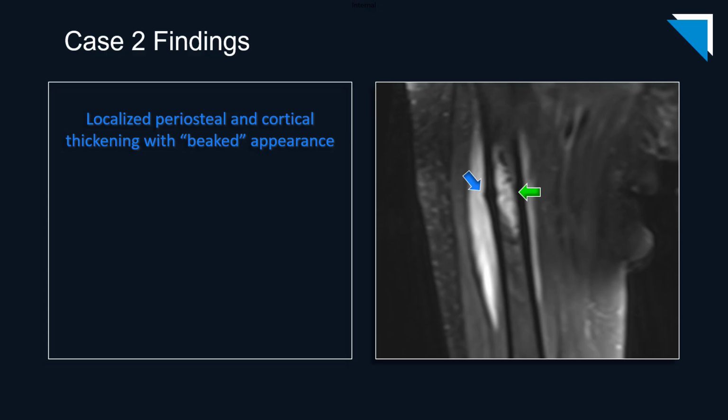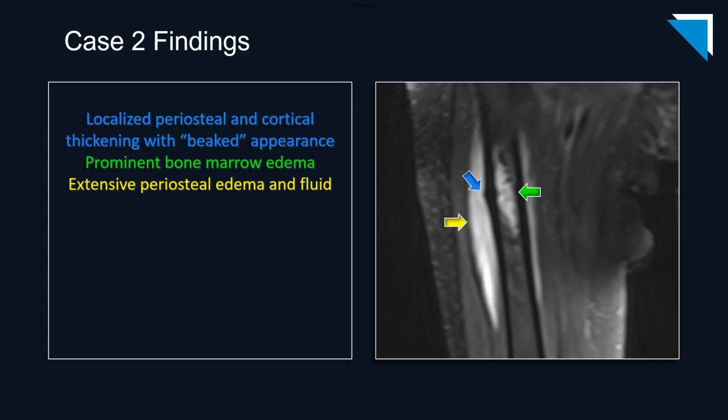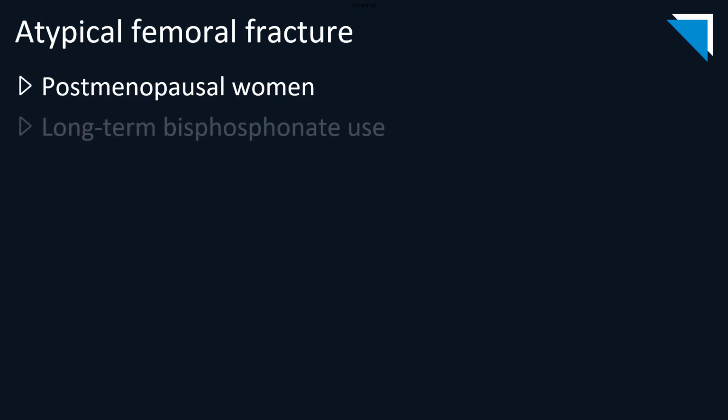Along with prominent subjacent bone marrow edema and overlying periosteal fluid. Our diagnosis in this case is another Aunt Minnie, a typical femoral fracture, also known as a bisphosphonate-related proximal femoral fracture. These fractures affect postmenopausal women with a history of long-term bisphosphonate use.